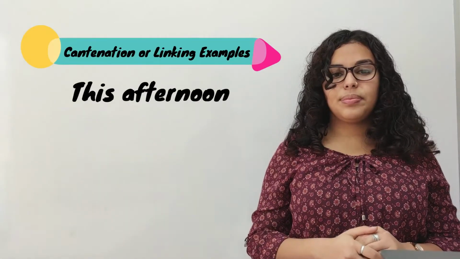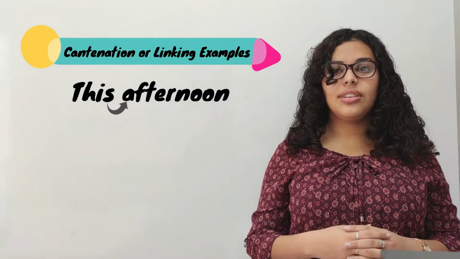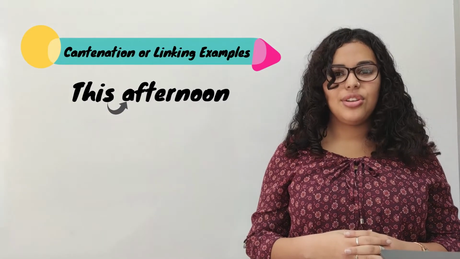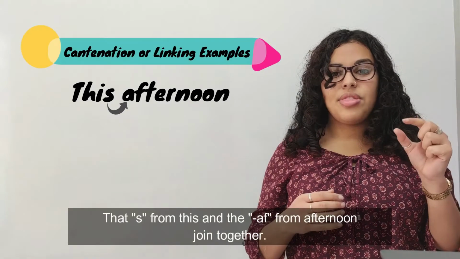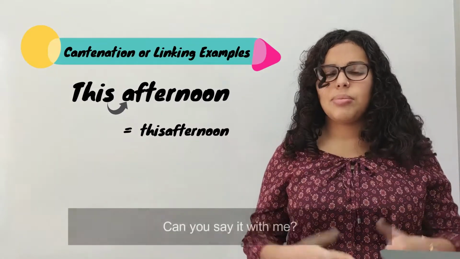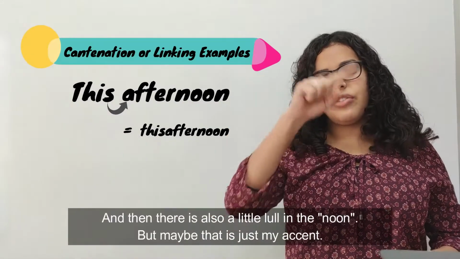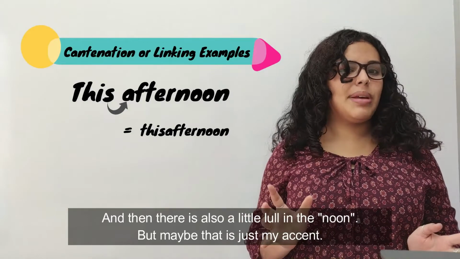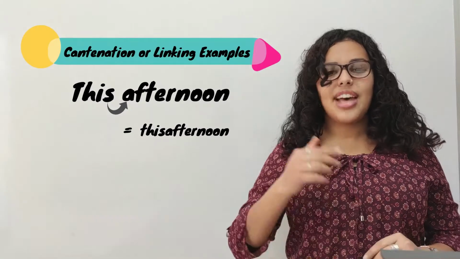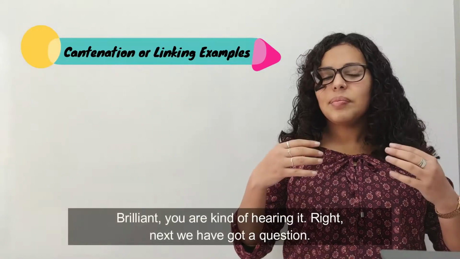Okay, here's another example. This afternoon. Right, clear? Now, this afternoon. This afternoon. That S from this and the af from afternoon joined together. Can you say it with me? This afternoon. And then also there's a little bit of a lull in the noon. Maybe that's just my accent. This afternoon. Brilliant. You're kind of hearing it?